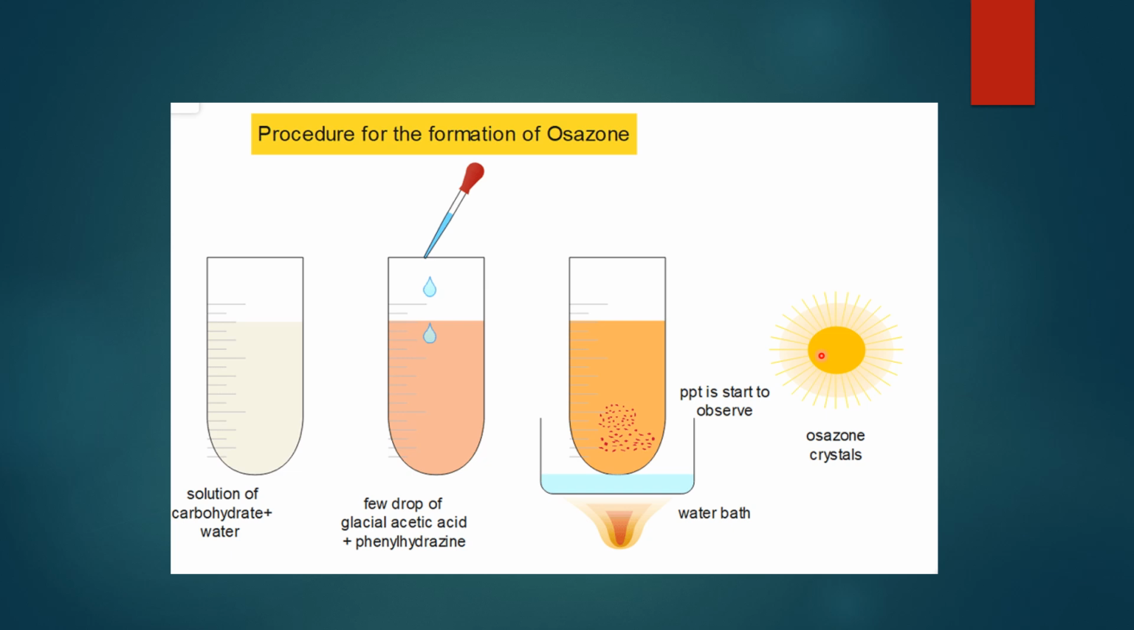That means the carbohydrate in this sample contains a reducing sugar, and from the shape of the crystals and also from the timing of formation, we can identify what type of sugar it is, from both the crystal shape and the timing of formation. Okay.